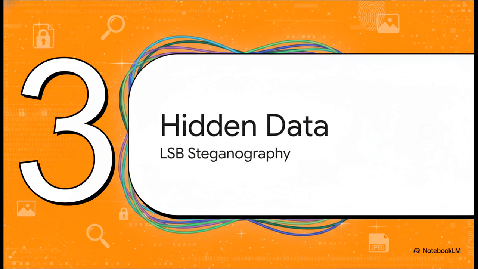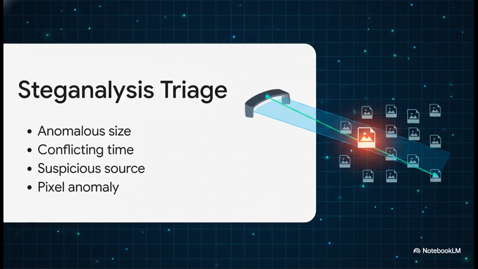Section 3. Hidden Data and Steganography. But what if the format isn't spoofed? What if the suspect actually used LSB steganography, like we talked about earlier, embedding their illicit records directly inside legitimate image data? The file genuinely is a JPEG, but it's carrying a secret payload.